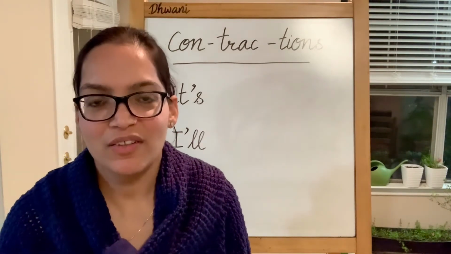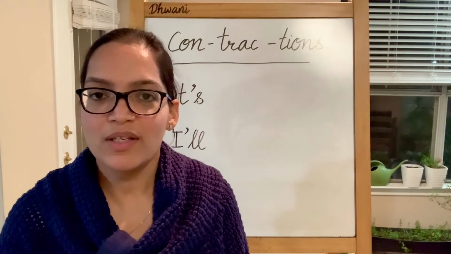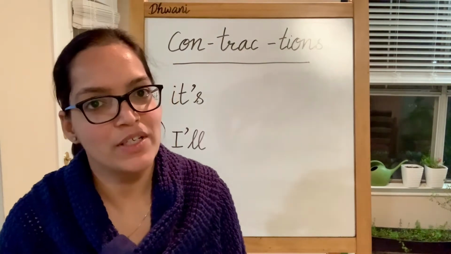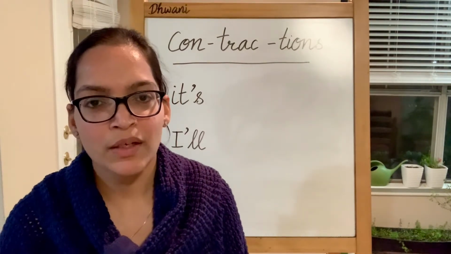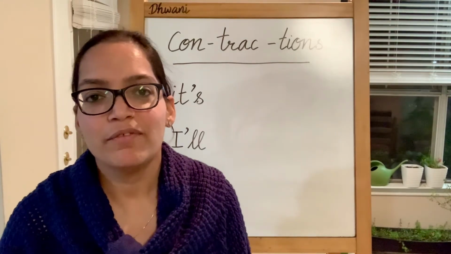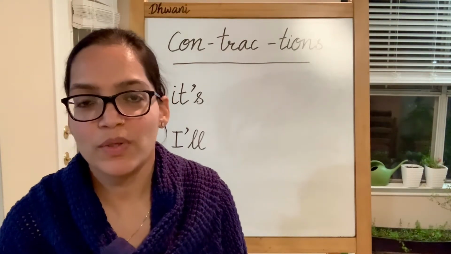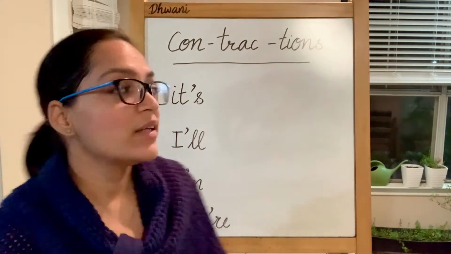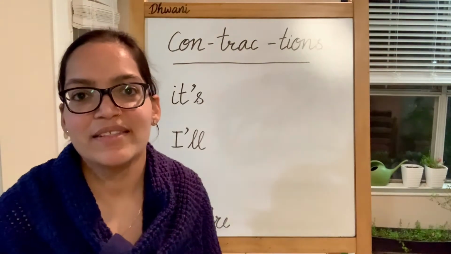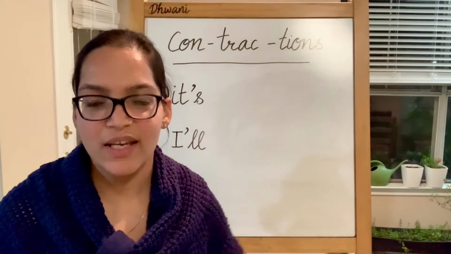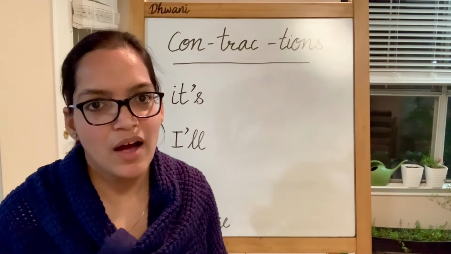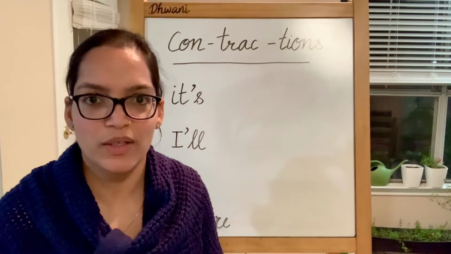In most of the contractions, the first word is written as it is, and we take away one or more alphabets from the second word. Now, in place of these alphabets that we take away, we put a punctuation mark which is called an apostrophe. And this is how an apostrophe looks. So now let's take the examples of some contractions and understand how we read them, how we write them, and how a contraction works.